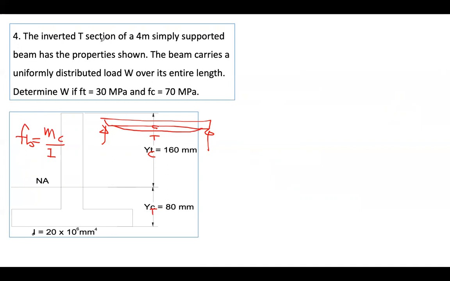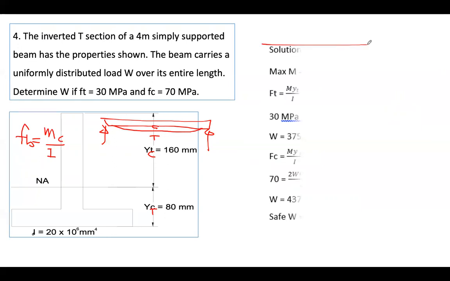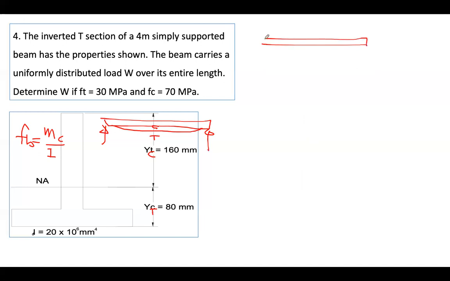Okay, so this is an inverted T-section of a 4 meter simply supported beam. This is your beam, 4 meter, simply supported beam. But this is the section. The beam carries a uniformly distributed load W.